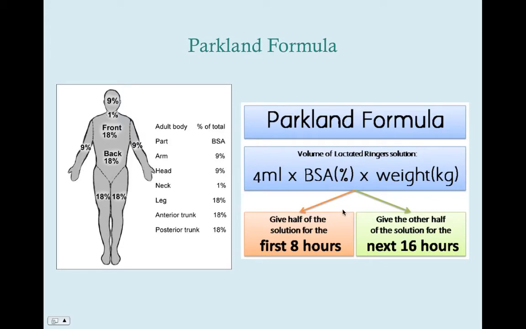So if, for instance, you have 5,000 as a total here, or 6,000, then you're going to divide that in half, and then divide that by 8, and that's going to be your rate of fluid administration per hour. Then the other half, divide it by 16, and then that's going to be your fluid administration rate over the next 16 hours. So pretty straightforward.